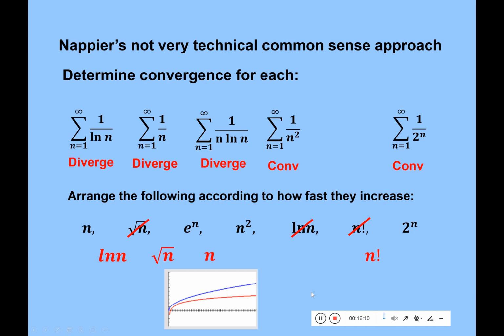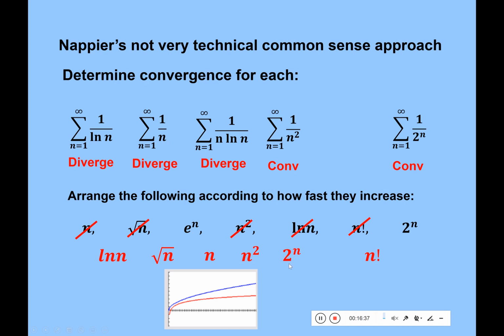After square root of n would be n, because you're thinking n to the 1/2 compared to n. And then which one would be next? Well, n squared definitely increases faster than n. N squared will be like a parabola, n is just linear, and parabolas increase faster. So now we're down to e to the n and 2 to the n. They're both exponential. Which one increases faster and which one slower?